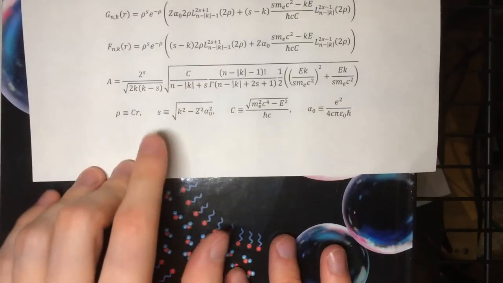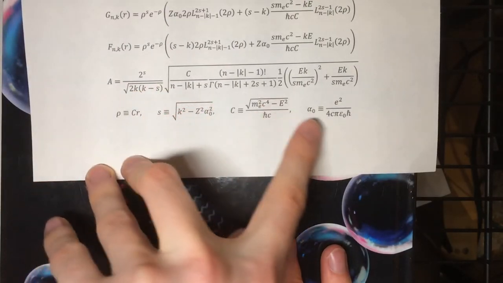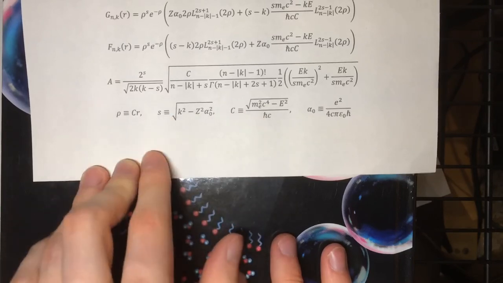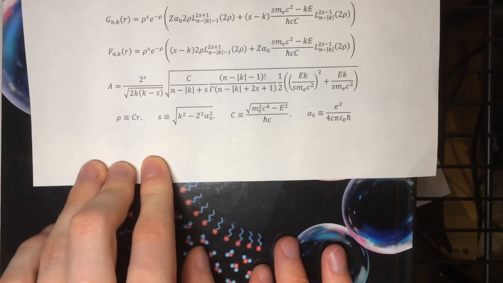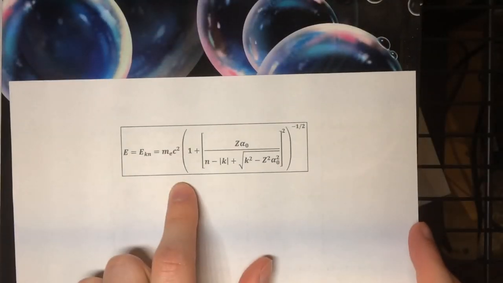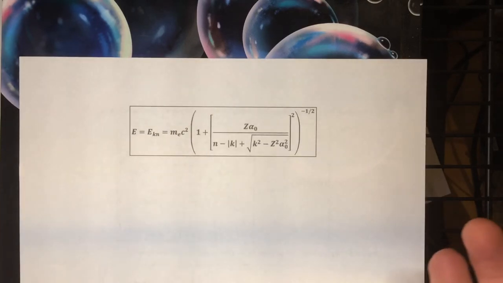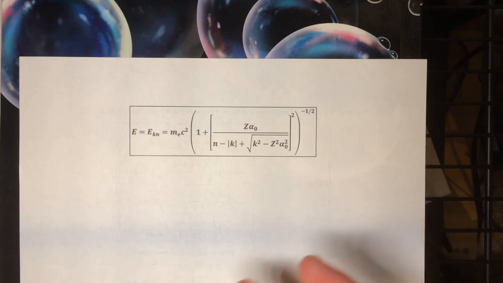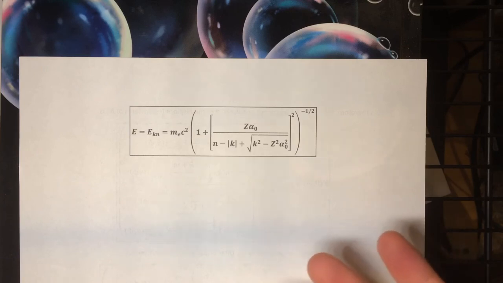And again, this is the normalization constant, and then this is the definition of the various constants and variables in that expression. And then, of course, just to remind you, that's what the energy formula worked out to be. So that is how you solve the Dirac equation for the hydrogen atom. It's one of the coolest problems out there.